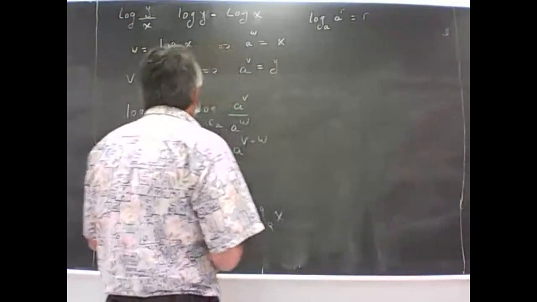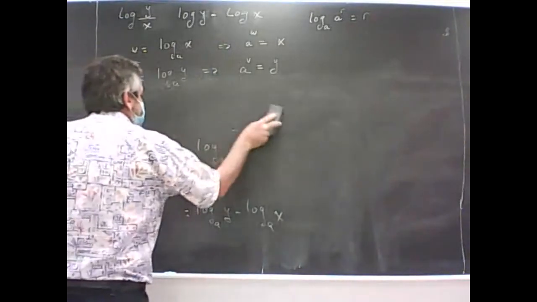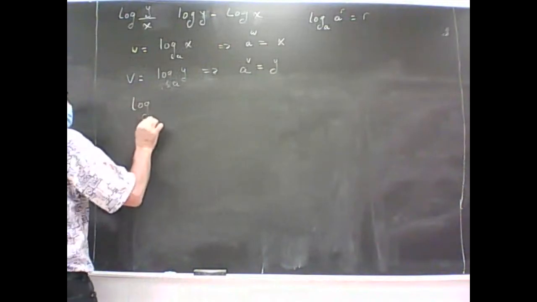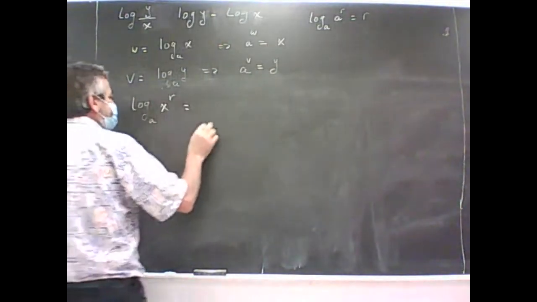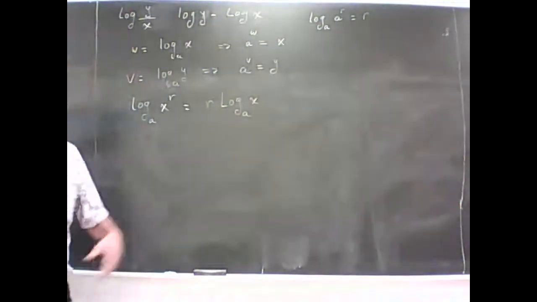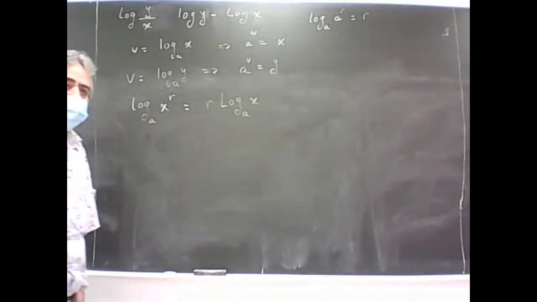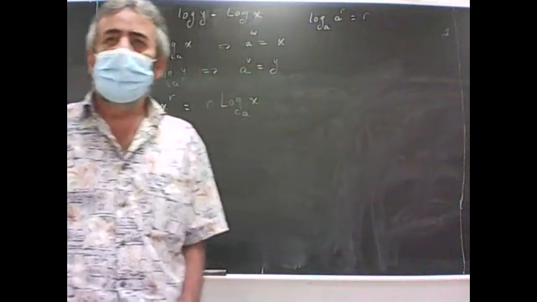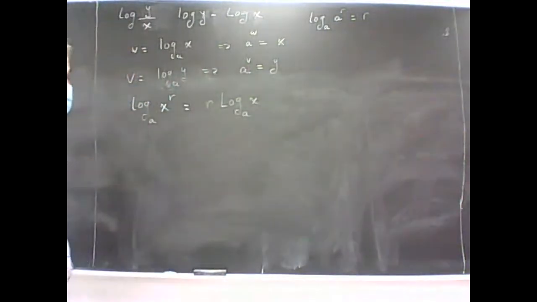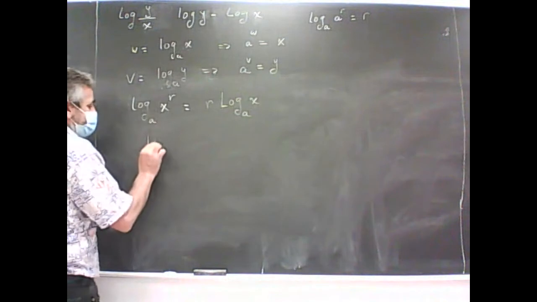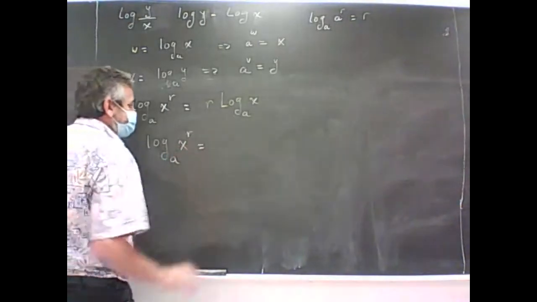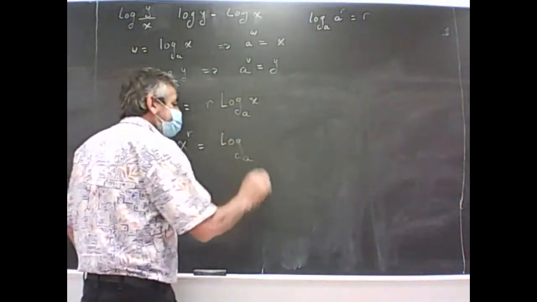The third one we said we need to prove is log base a of x to the power r equals r log base a of x. So we needed to prove that. Since we already proved the multiplication rule, we can use that to prove this rule. How do I do that? Well, let's start with this. Log base a of x to the power r equals log base a.